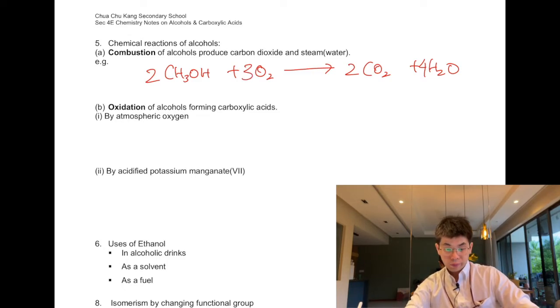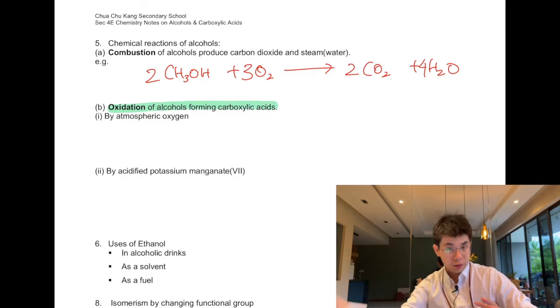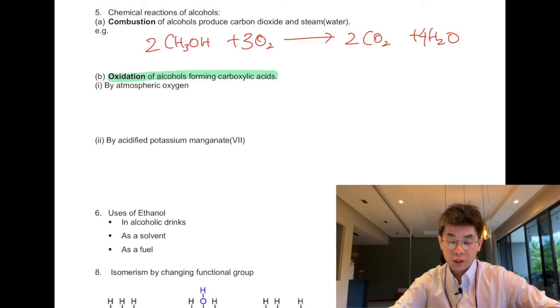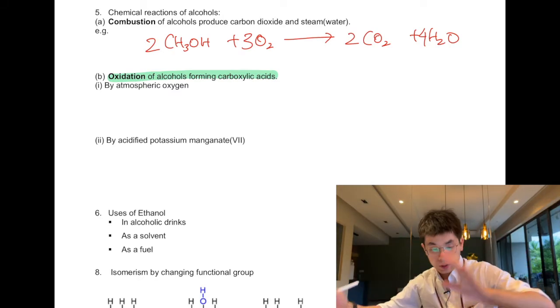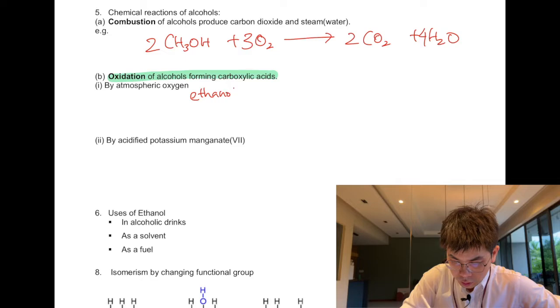Okay? Now it is very important, the next one, that we must understand that alcohols would form carboxylic acid. Right? So let's just try. We don't need to memorize this too much. We just need to know that alcohols become carboxylic acid. So let's try with ethanol. We know that ethanol will become ethanoic acid.